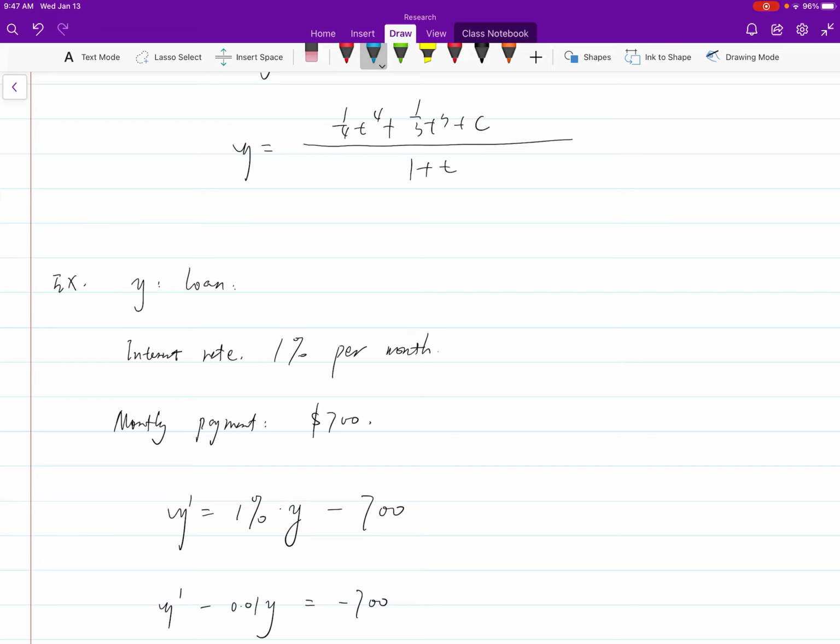Great. So that's everything we need to know about first order differential equations. Next, we will move to linear systems. Not linear systems yet. We will move to first order systems. Okay.